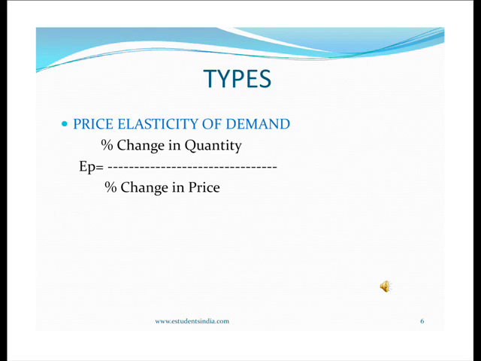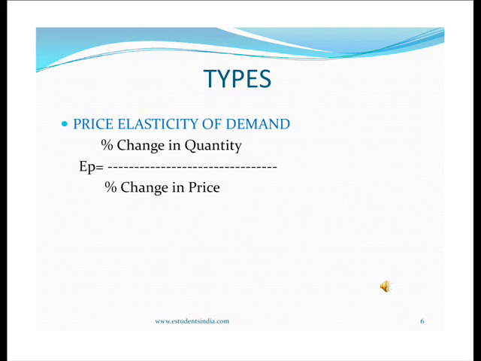The elasticity coefficient is greater than 1. What does it mean? The demand for the good is elastic. When the percentage change in quantity is greater than the percentage change in price, EP is greater than 1. The demand is said to be elastic.